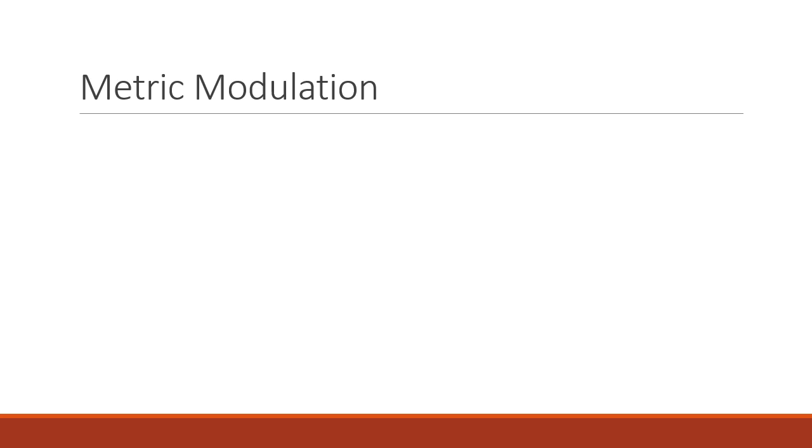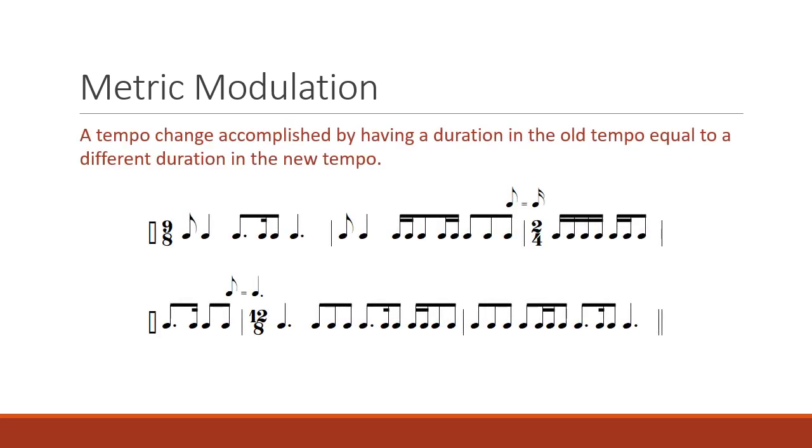A metric modulation is actually a tempo change and not necessarily a meter change. The tempo change happens when the composer designates that a note value in the old tempo becomes equal to a note value in the new one.